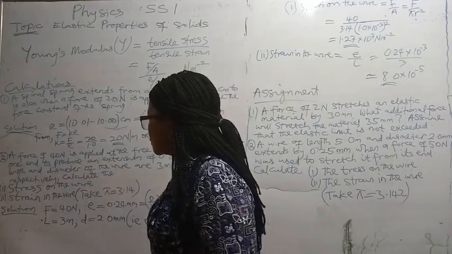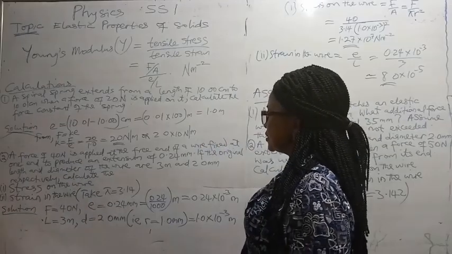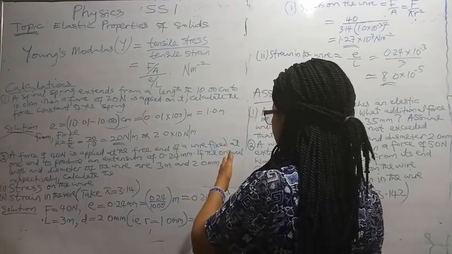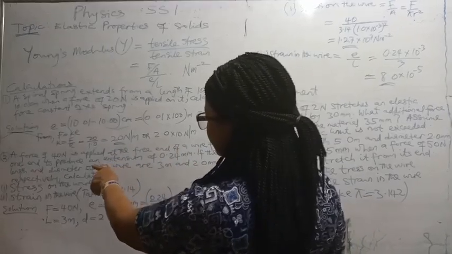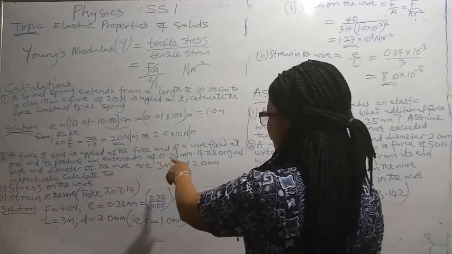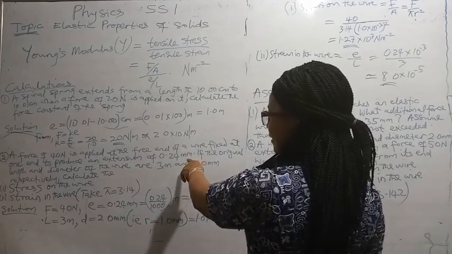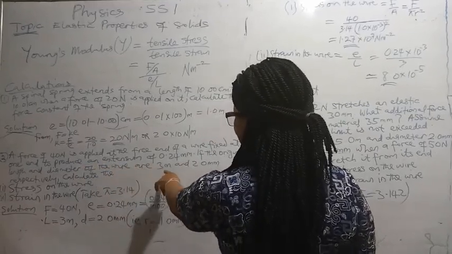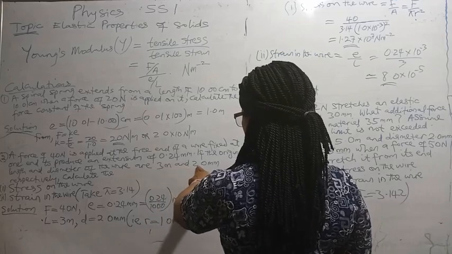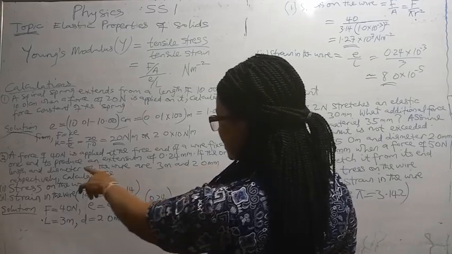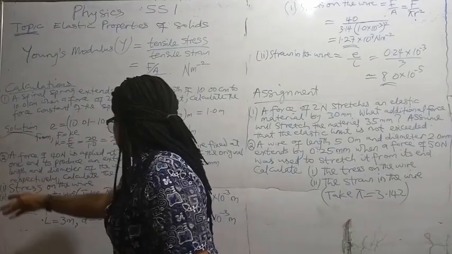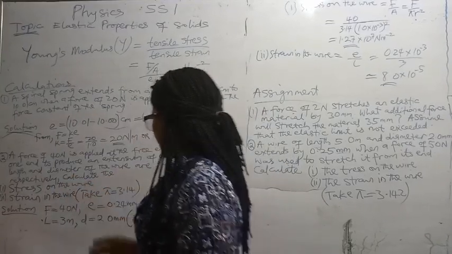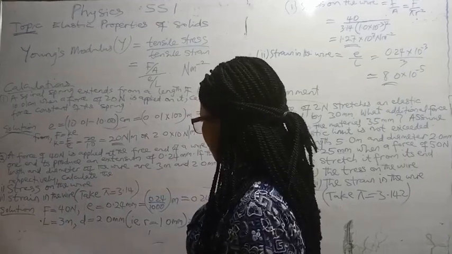Now question number 2. A force of 40 newtons is applied at the free end of a wire fixed at one end to produce an extension of 0.24 millimeter. If the original length and diameter of the wire are 3 meters and 2.0 millimeter respectively, calculate, Roman figure 1, the stress on the wire, and Roman figure 2, the strain in the wire. Take pi to be 3.14.